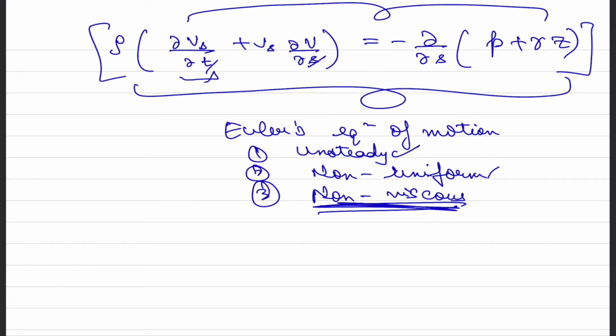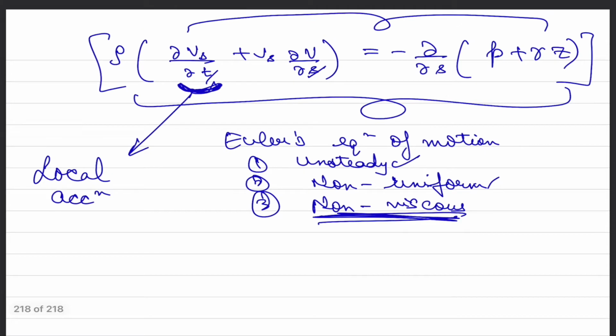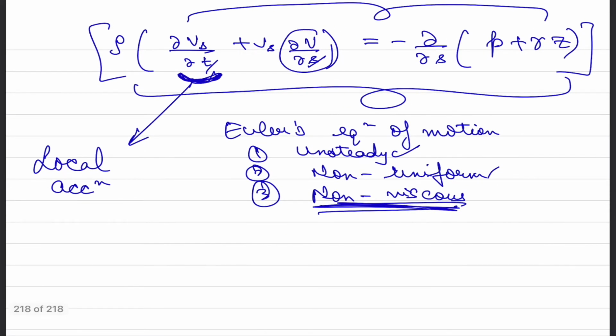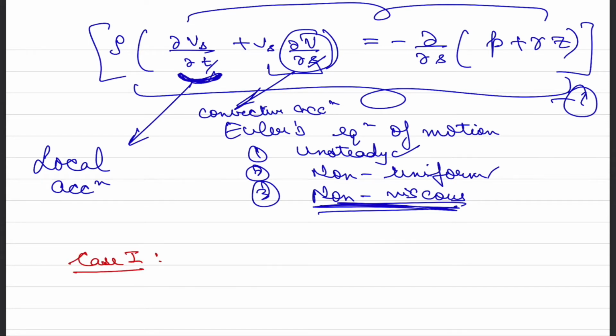Now if you look at this term, this is the rate of change of velocity with respect to time, and we call this local acceleration. This is the rate of change of velocity with respect to space, and this term is called convective acceleration. And now we will look into the specifics of this particular equation, that is, how we can derive the special cases using this equation 1. So the first special case that we will consider here is that of steady flow.